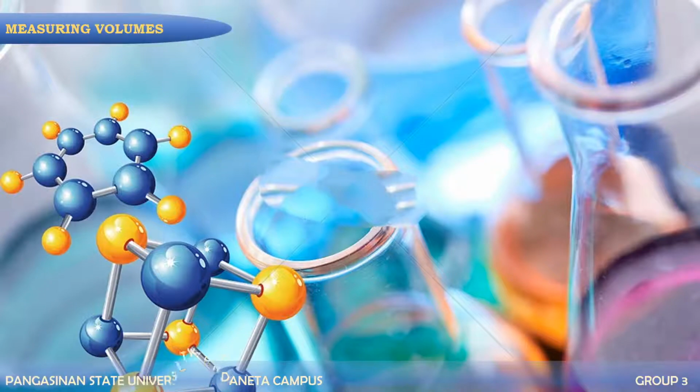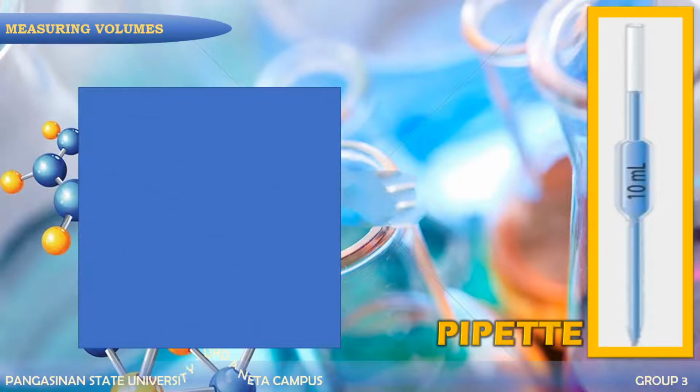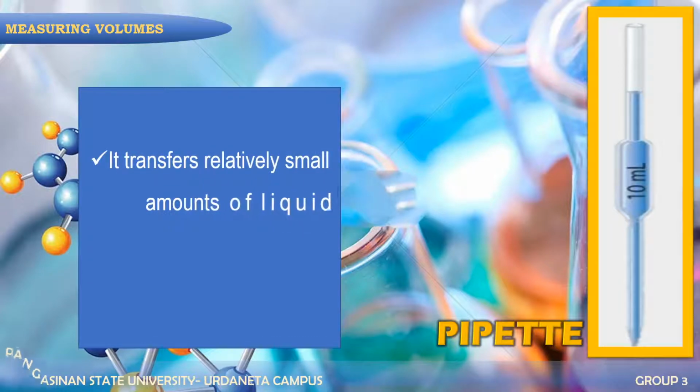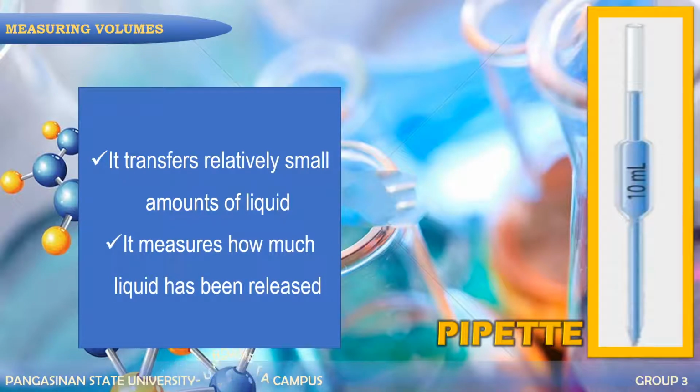I am Hazel, and I will discuss the fourth instrument used to measure volume, which is the pipette. A pipette transfers relatively small amounts of liquid. Like a burette, a pipette is used to measure how much liquid has been released, not how much liquid is in the cylinder. This pipette is used to measure up to 10 milliliters of liquid.